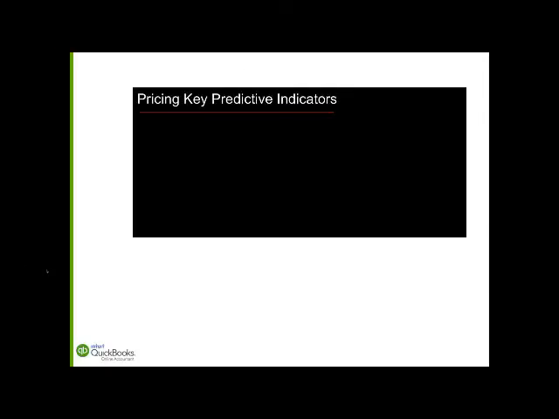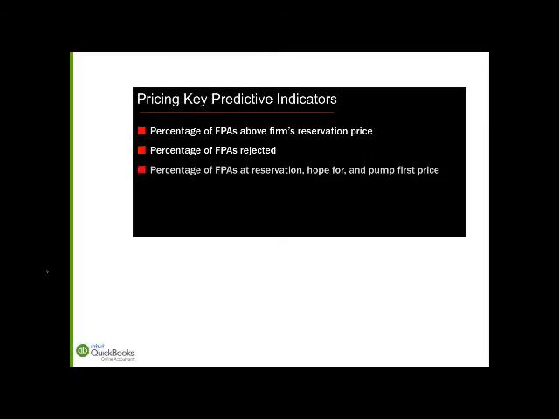So let's go to some pricing key predictive indicators here. Some things that the Value Council could track in terms of pricing that we found useful is what percentage of your fixed price agreements are written above a firm's reservation price, above your walkaway price. What percentage of your FPAs are rejected? If you never get rejected FPAs, that's not a good sign. If you have 100% acceptance, that probably means your pricing is too low. What percentage of FPAs are at the reservation, hope for, and pump this price?